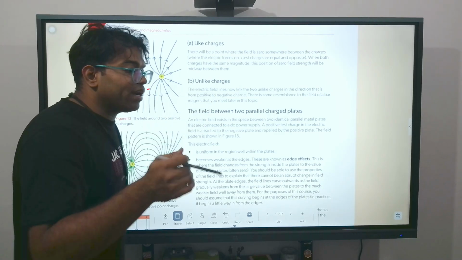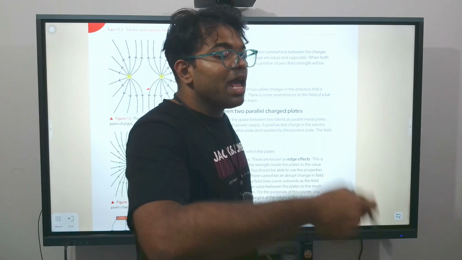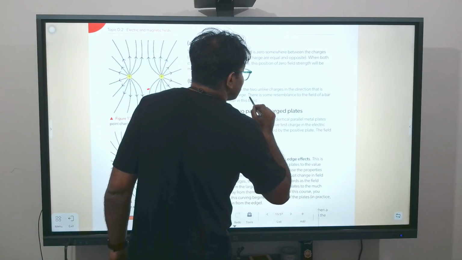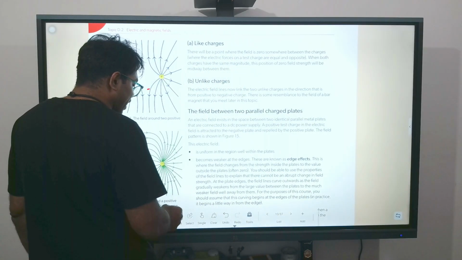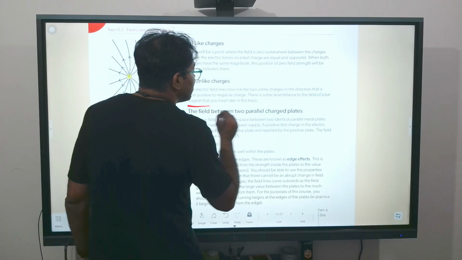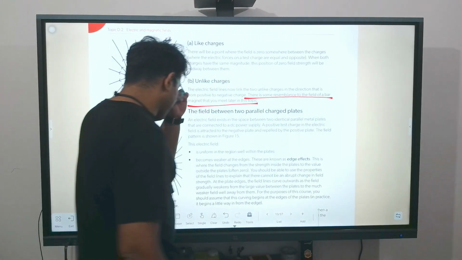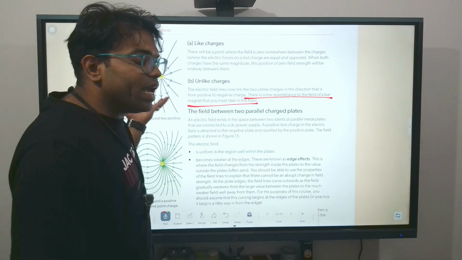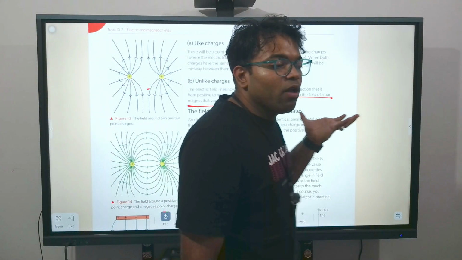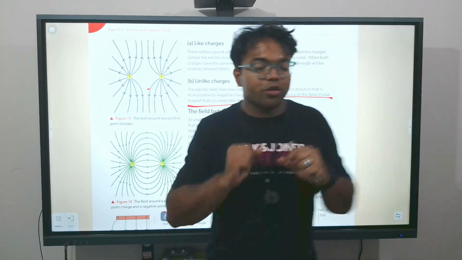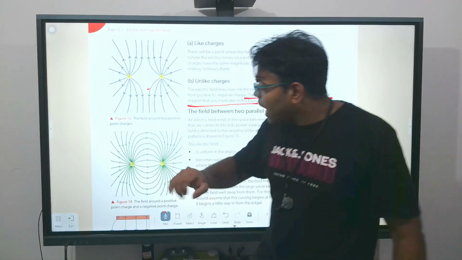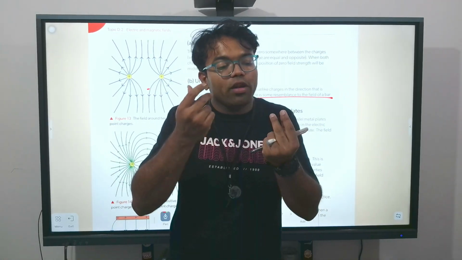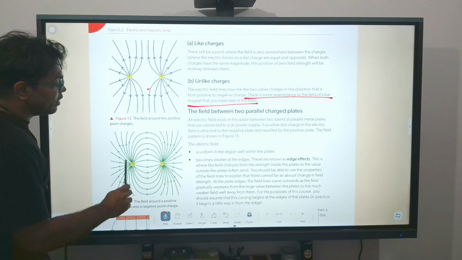Again, the electric field lines originate from the positive direction and they terminate towards the negative direction. There is some resemblance to the field lines produced by a bar magnet that you will see later in this topic. When we study the magnetic field lines, we will come across the same field line pattern when we have two north poles together. Okay, and we will have this same field line like this when we have a north pole and a south pole together. What is happening here?